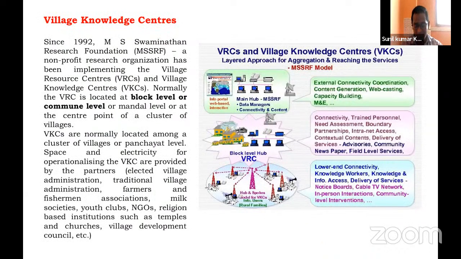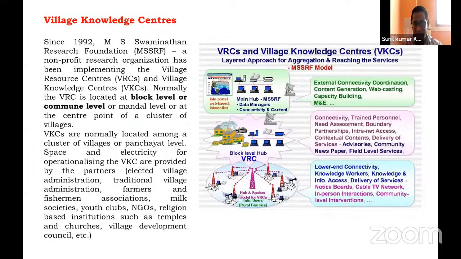Similarly, one of our greatest scientists of India, MS Swaminathan sir, in 1992 came with the concept of the village knowledge center. What he said was that if farmers have to be empowered with all sorts of information, the public education system cannot reach all the communities and all the sections at a particular time. So basically he came with the idea of a village knowledge center for providing aggregation and reaching services to the farmer. He has three levels in this.